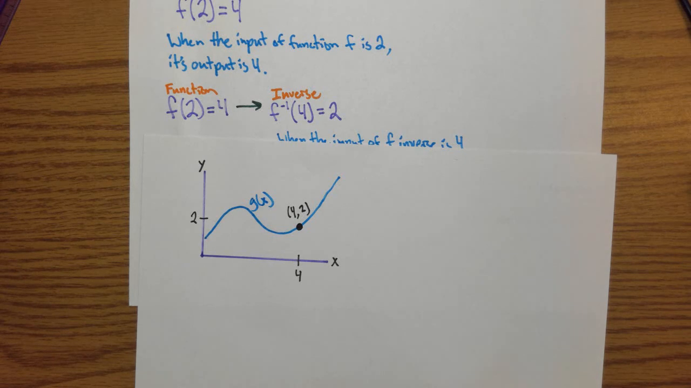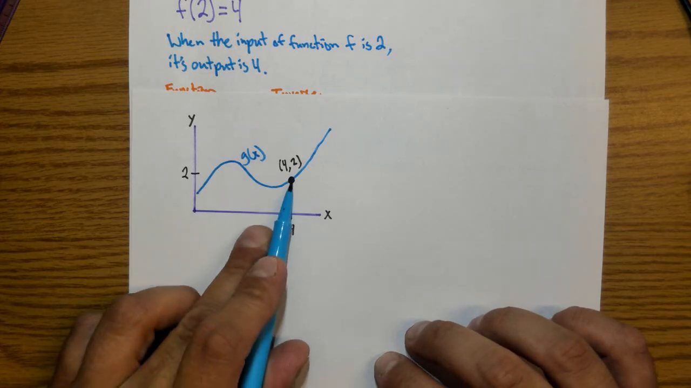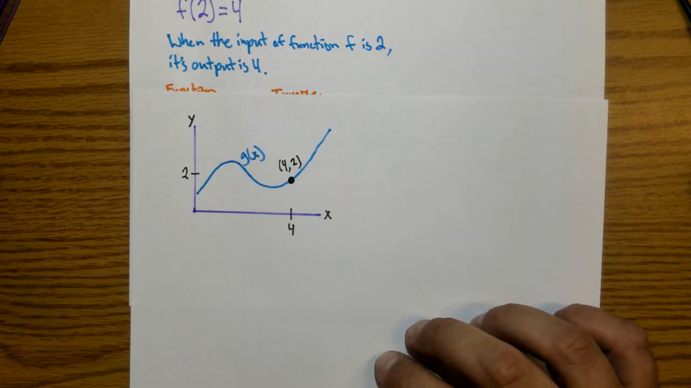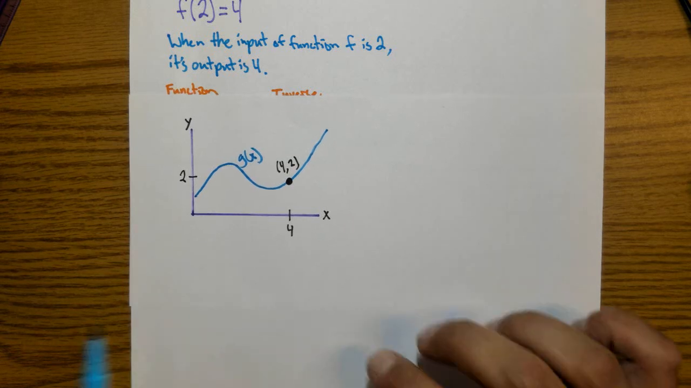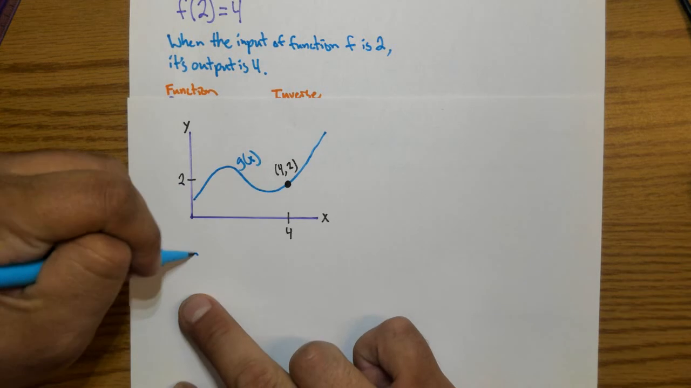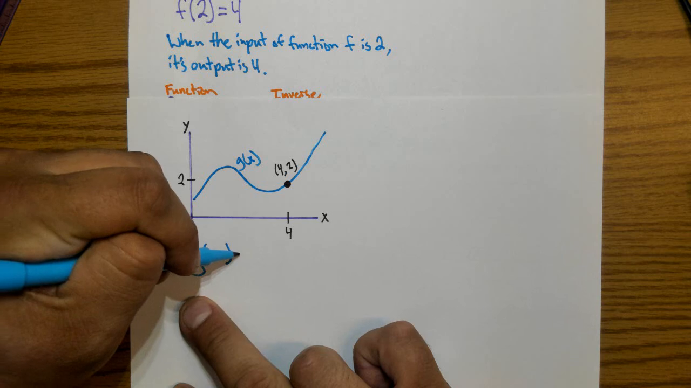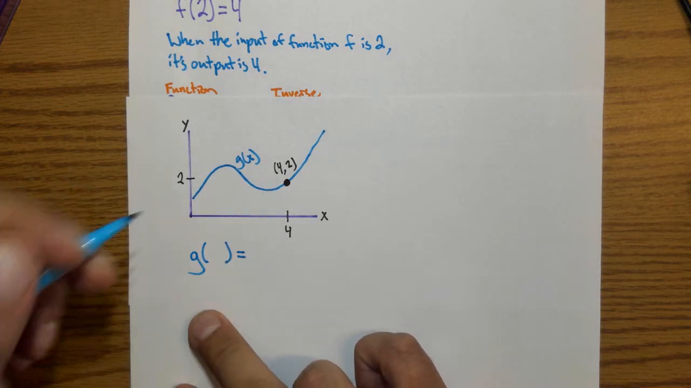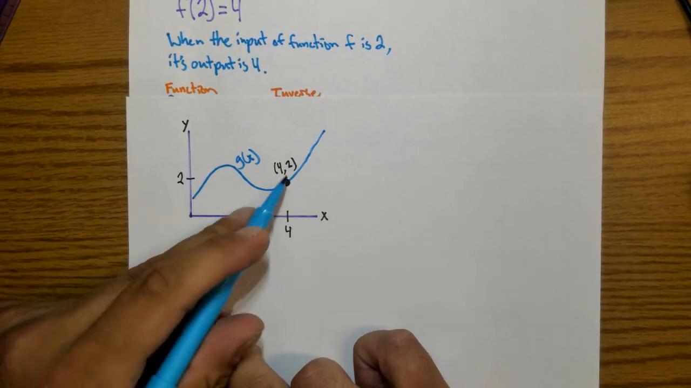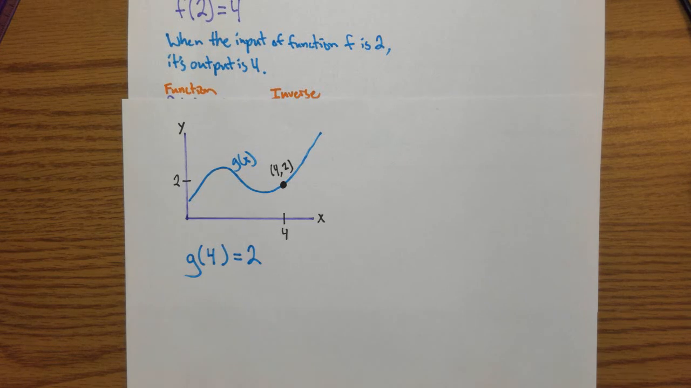And say I want to write this point in function notation. You're also going to have a question like this on your worksheet today. Well, all we have to do is write it like this. G, that's the name of our function, g of something is equal to something. Well, the input is 4, so it would be g of 4 is equal to our output, which is 2. And that's all you've got to do there.